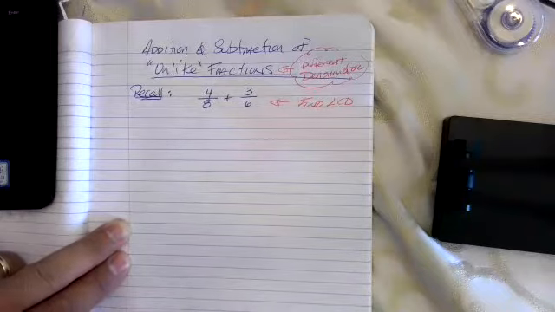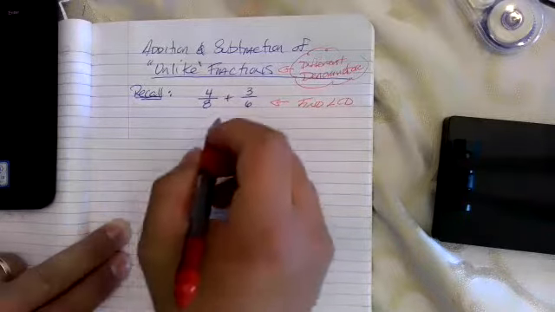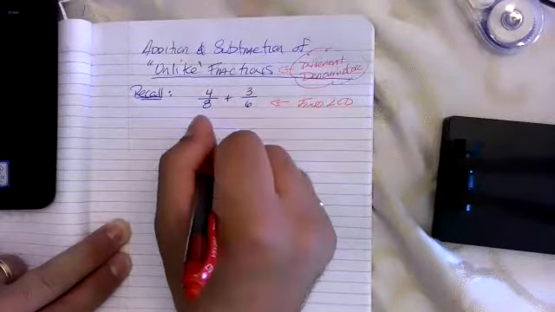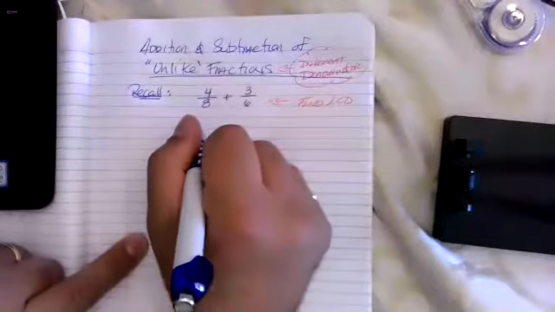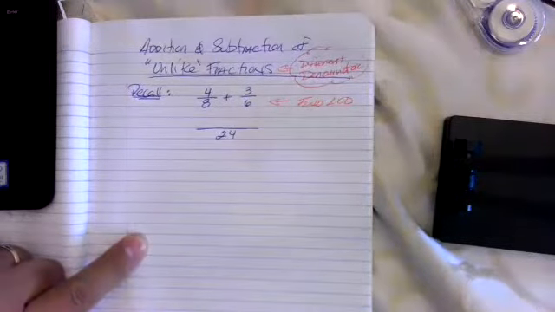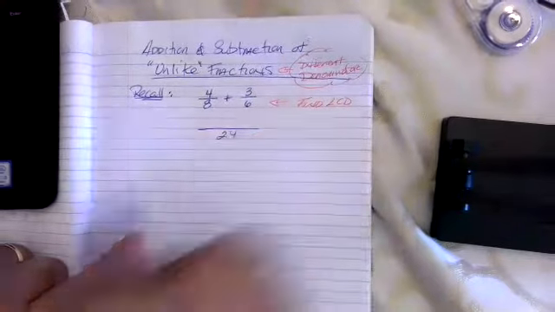We could count by 6s and count by 8s until we find a common denominator. If I count by 6s and count by 8s, I know 6 times 4 is 24 and 8 times 3 is 24. So my LCD in this case is going to be 24. It has to be a value that both 8 could go into and 6 could go into.